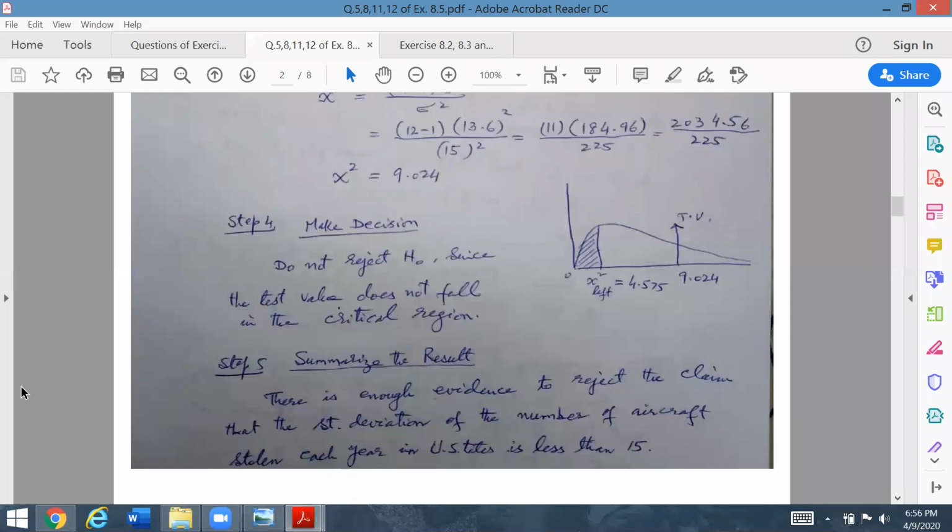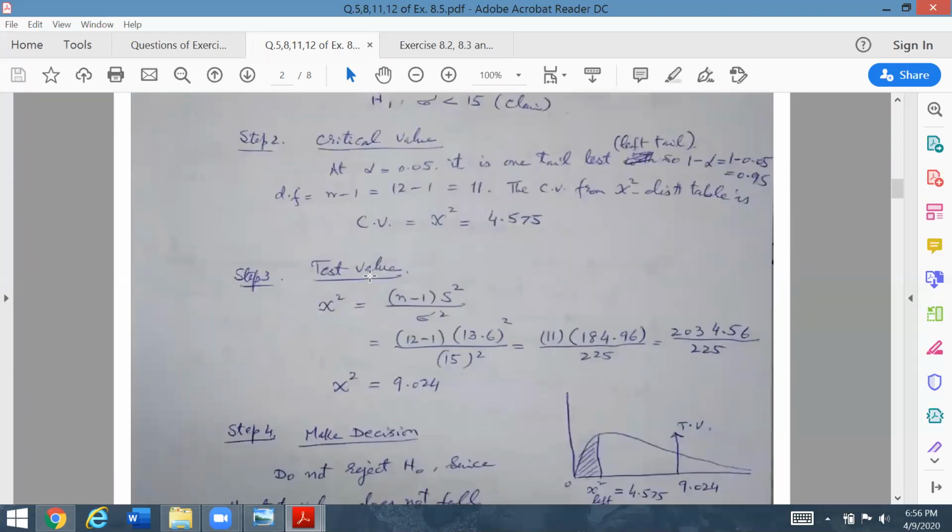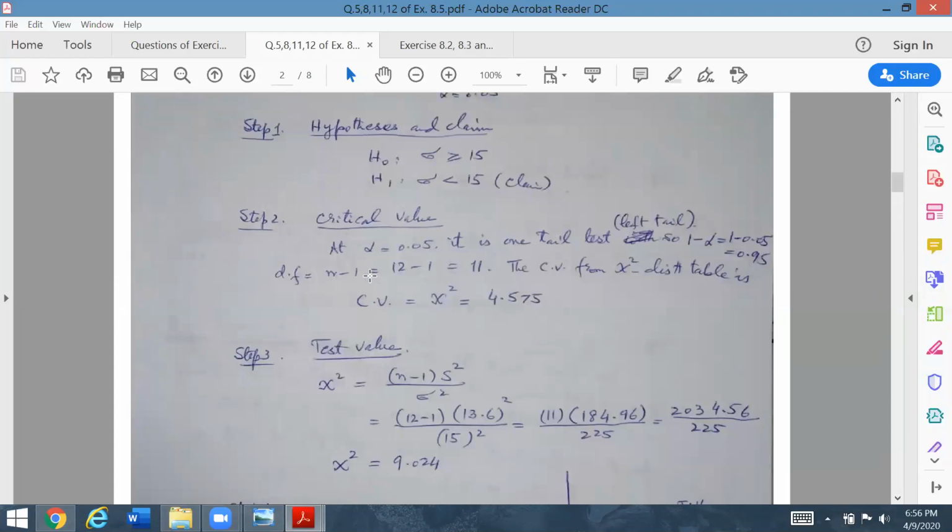Step number 5, last step, summarize the result. I told you, you see step number 4 and step number 1. Here you are not rejecting H0, and look, this is your H0. You are not rejecting it. If H0 is not rejected, then H1 is rejected. Once H1 is rejected, the claim is rejected. Okay? This is the benefit you get from these two.